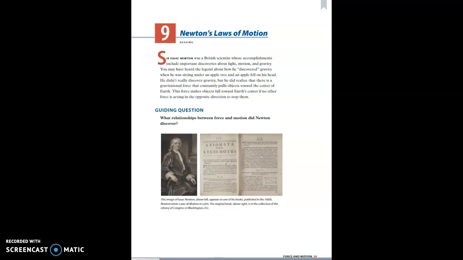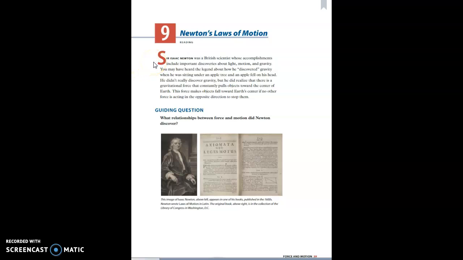All right, this is activity 9, Newton's laws of motion. You're going to read or listen to this, and then you're going to answer some questions, and you're also going to fill in the second part of what we called the anticipation guide at the start of the activity.